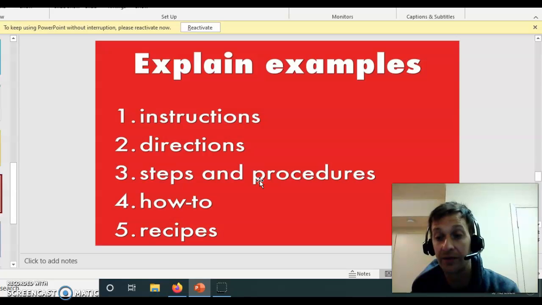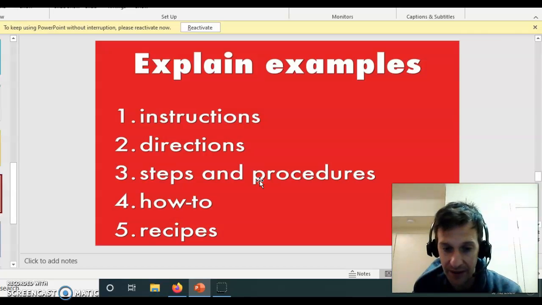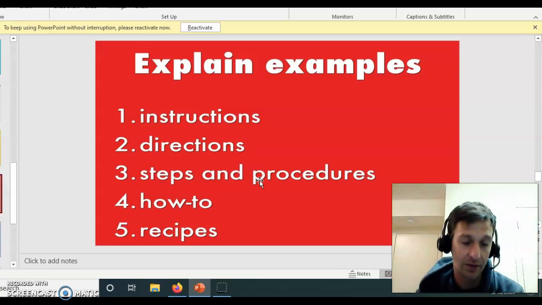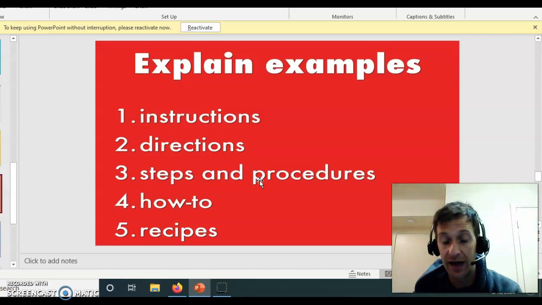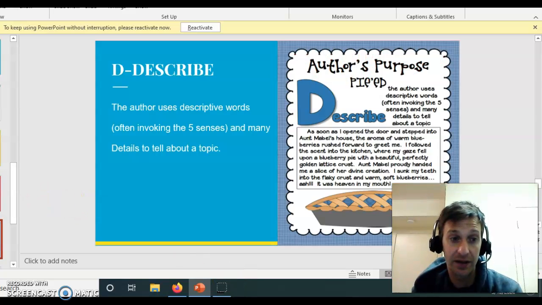All right, if you're reading a manual for your trades, if you're reading a manual on how to do something, the author's purpose is to explain how to do something, right? You're going to get a manual for plumbing and carpentry. You've got to know how to do these things. It is key that you understand that the purpose of this is to explain how to do something. So you need to understand how to interpret it and how to explain it.